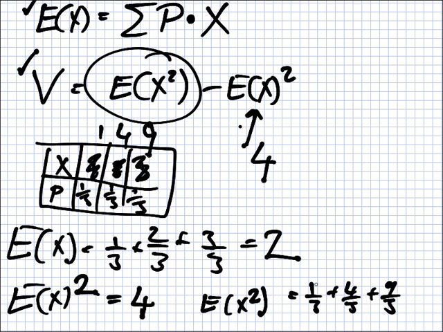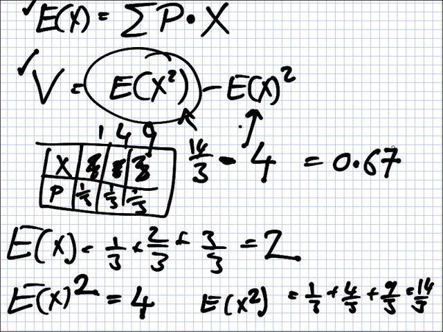So what's this? 9, 10, 14 over 3, is it? So this one here is 14 over 3, 4 point something. You add these 3: 1 times 1 over 3, plus 4 times 1 over 3, plus 9 times 1 over 3. 14 over 3, is this 4.67? Yeah. So this is the expected value. This is the variance.